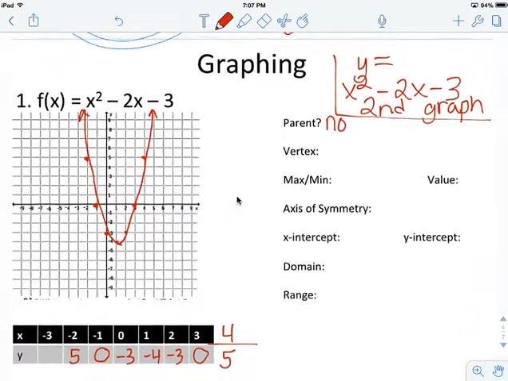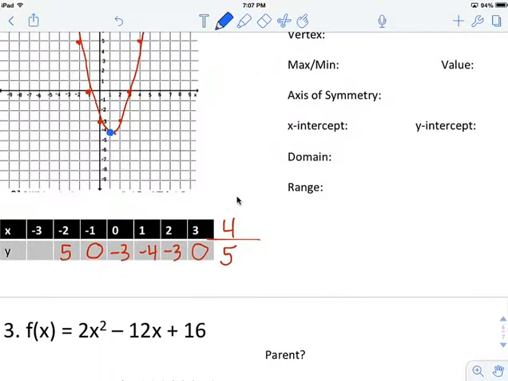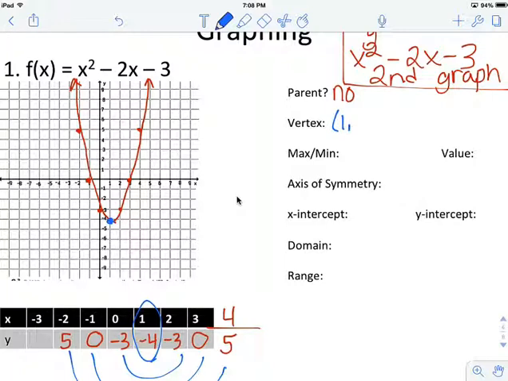All right, so my vertex here is this point right here. You can find it on the table or the graph because if you notice, everything is symmetric around 1, -4. So my vertex is 1, -4. This is a minimum with a value at -4.